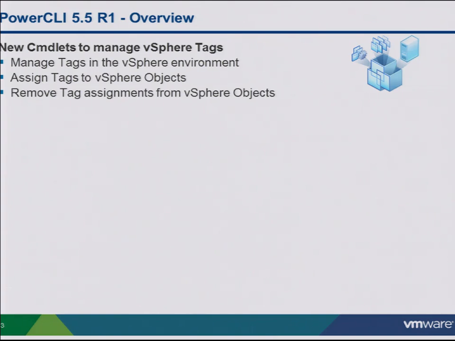One of the great things in 5.1 was tagging. If you're not on 5.1 yet, I'll forgive you for that one. But 5.5 is a really good release. It's one to go to, definitely, and it still includes the tagging. Tagging is something that's available via the web client and allows you to tag not only VMs, but also datastores and any managed object within vSphere. So we now have commandlets that allow you to work with tags.